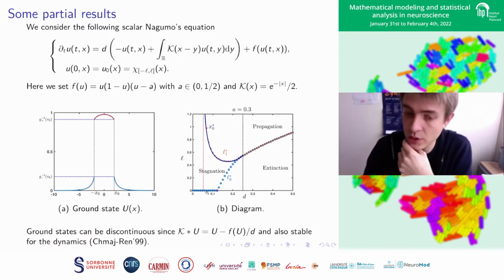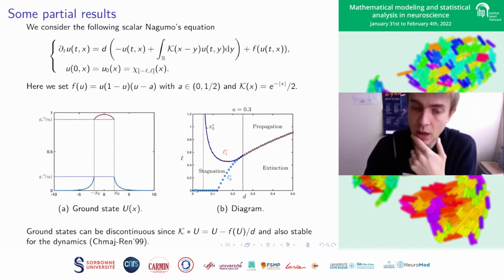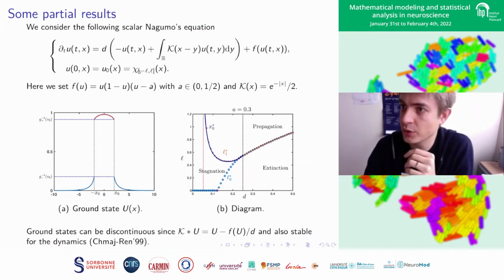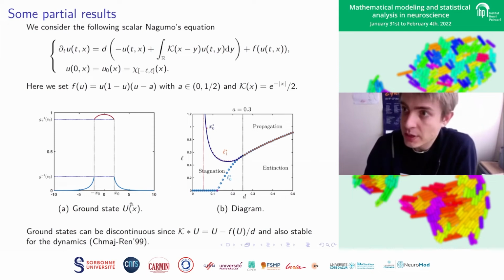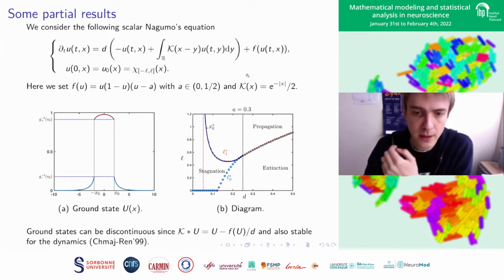But if the diffusion coefficient is even smaller, then I don't have anything else. I just have stagnation. I fix an initial condition and the support will not move and I will just converge to some ground state. So it's very interesting and very different features from the equation, although we could think that the equations are very similar somehow.